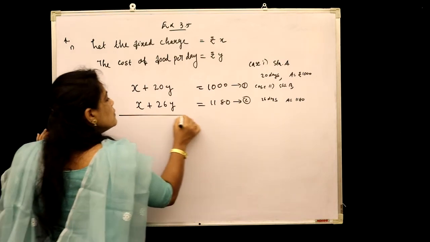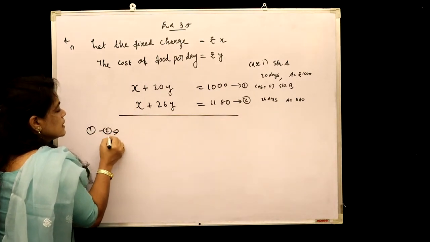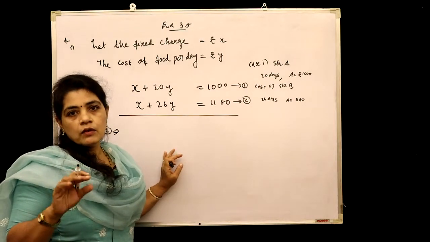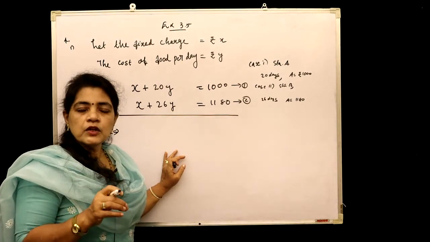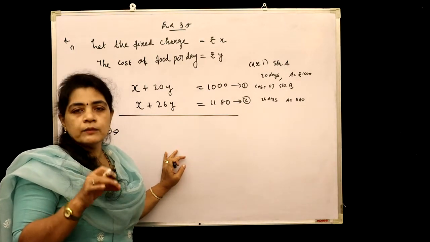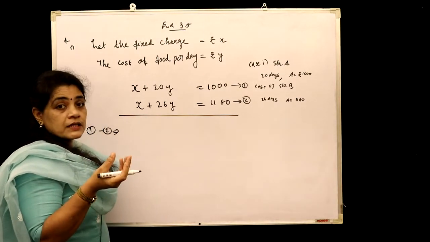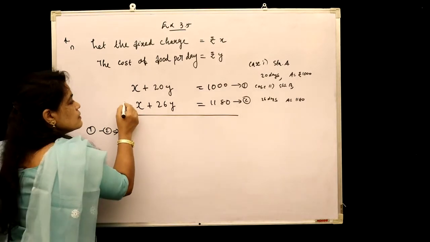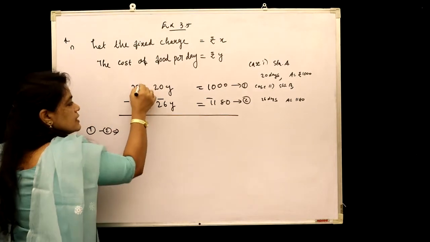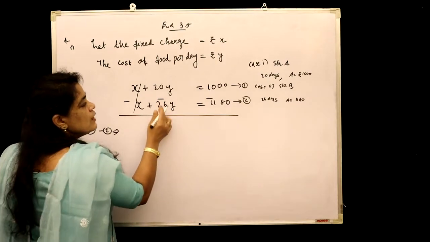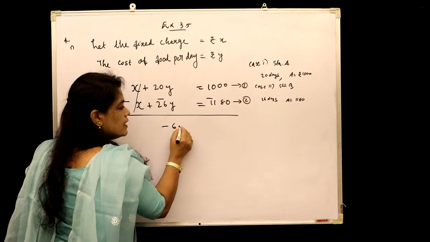So children, 1 minus 2 implies, the method is our convenience. Don't stick to the substitution method or elimination method. Whichever method you feel is easy, you can apply that method. So 1 minus 2 means we have to subtract, change the sign of the second equation, so x minus x gets cancelled. So 20y minus 26y is minus 6y, clear?